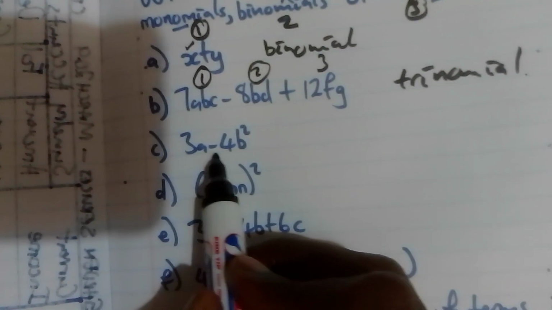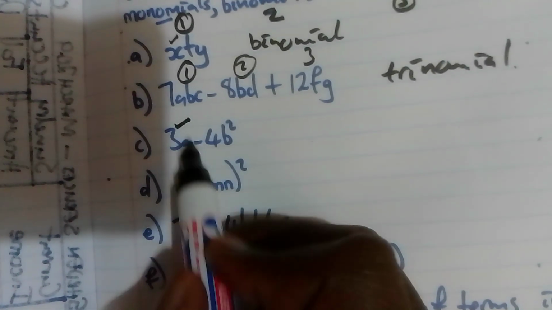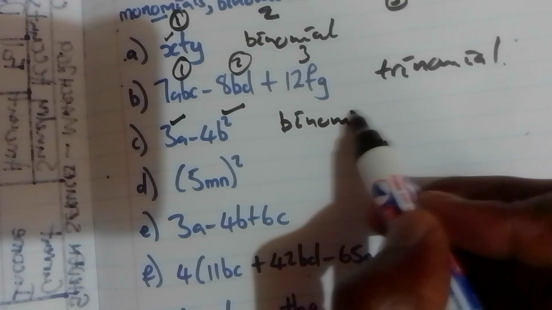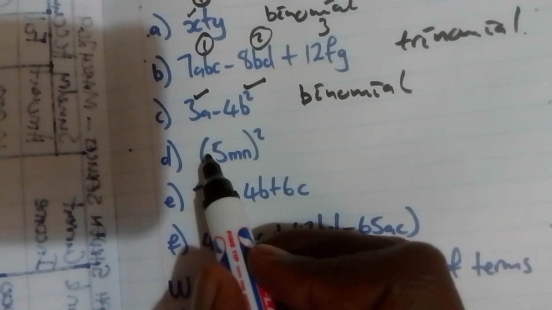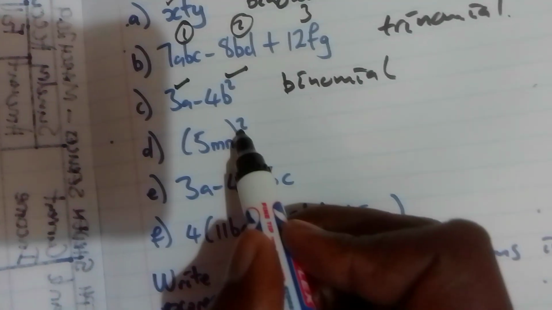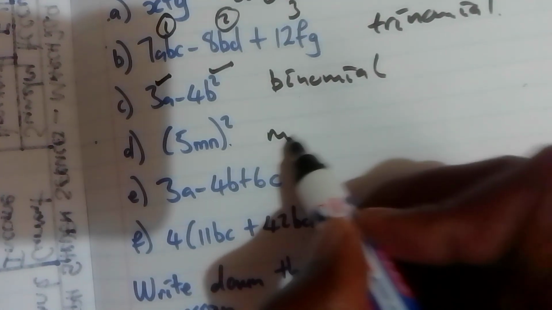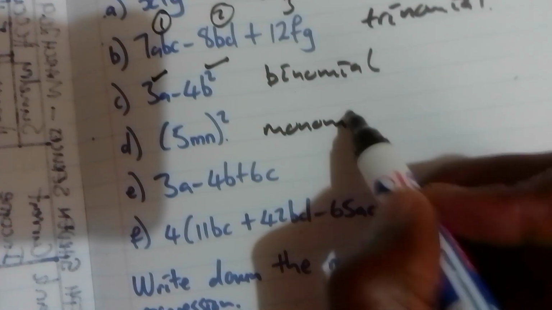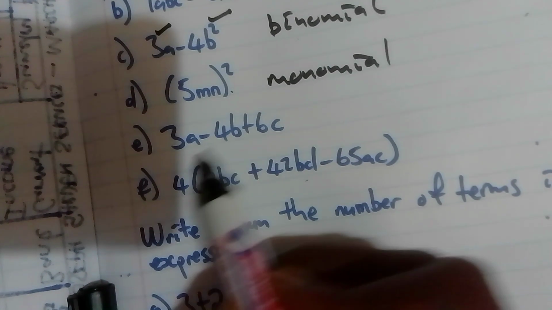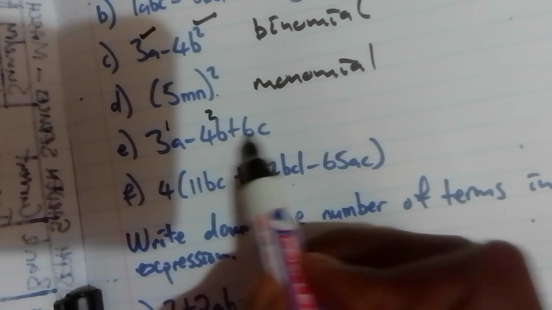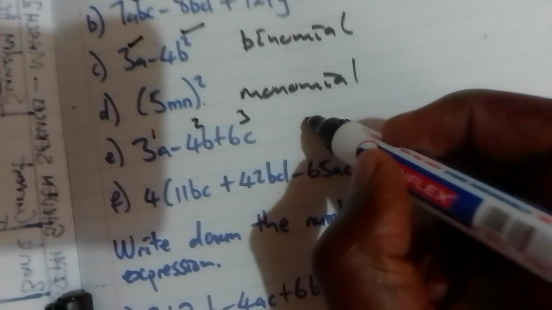Then here you've got 3a minus, first term, second term, binomial. Open bracket 5mn, close bracket to the power 2. Brackets means multiply, so this is one term, monomial. Simple. Here I've got 3a minus 4b, first term, second term, plus 6c, third term, trinomial.